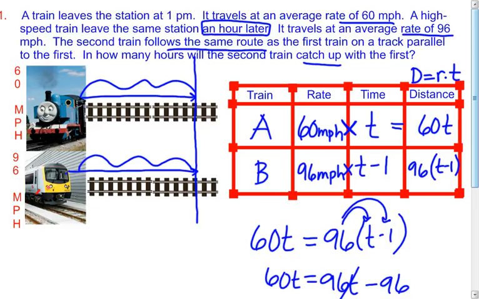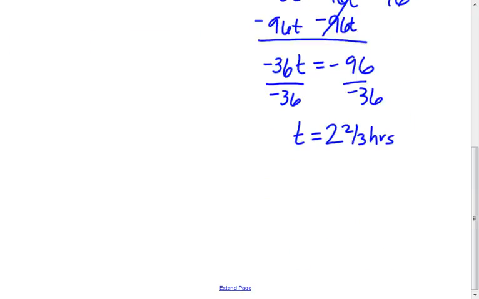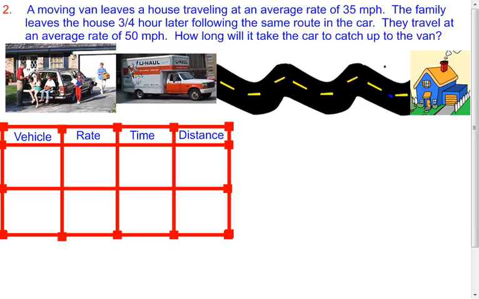So notice when I solve for t, t in this case was the first train. But I'm asking you, in how many hours will the second train, or train B, catch up? So to answer that question, I need to subtract 1, and t will be 1 2/3 hours. Okay? All right, we'll do another one here.